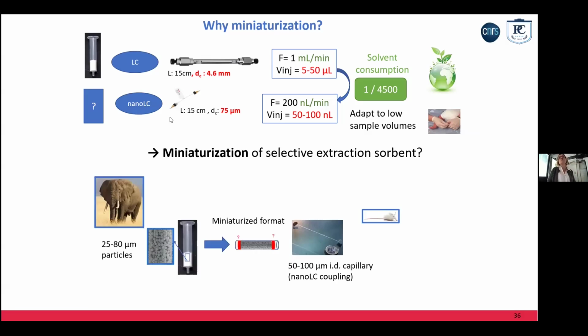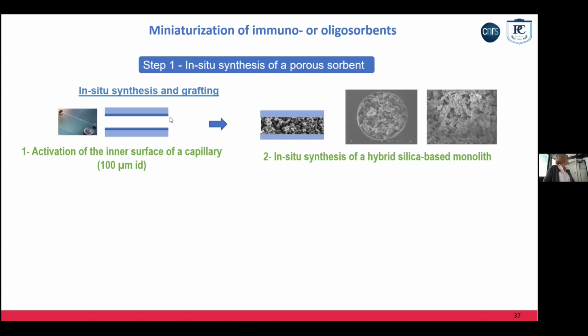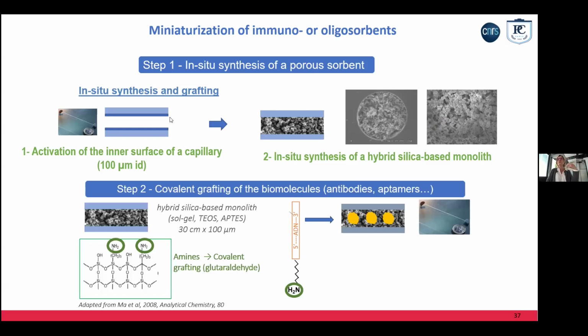It is a very interesting approach, but for this, we have to miniaturize our extraction device. So we have to leave the cartridge and develop a new device. The way to obtain this is to produce our sorbent directly in situ in a small size capillary. For this, we take a capillary of 100 micrometer diameter, and then we induce the polymerization directly inside. In this case, it was a monolith produced using organosilane, just to obtain some amino groups on the surface, which were used in a second step for the grafting of antibodies or aptamers, and then to develop miniaturized oligosorbents or immunosorbents.